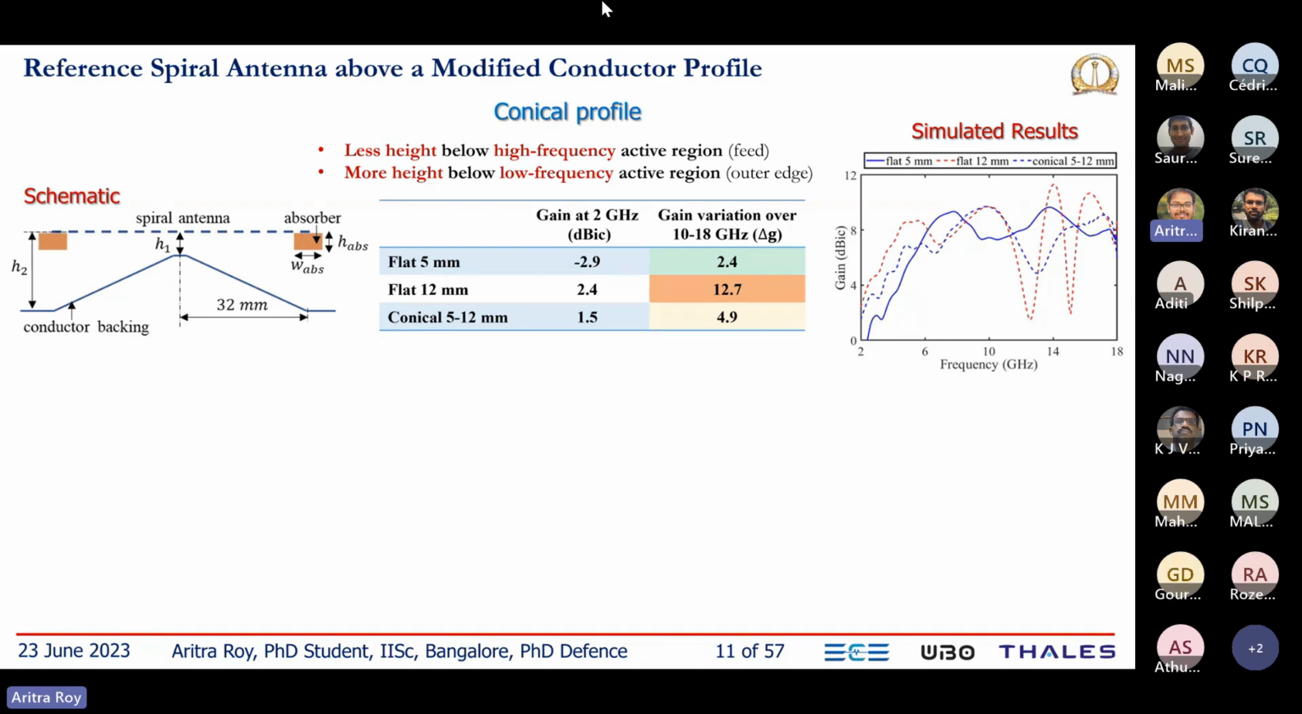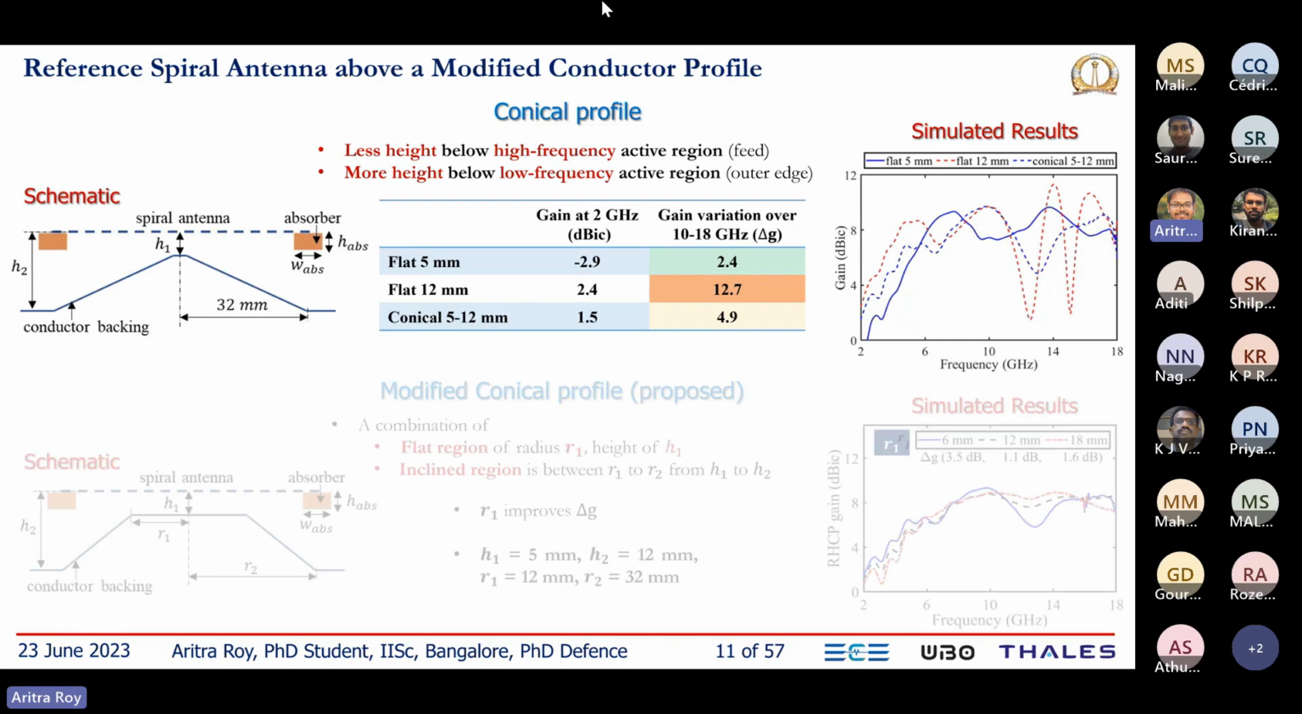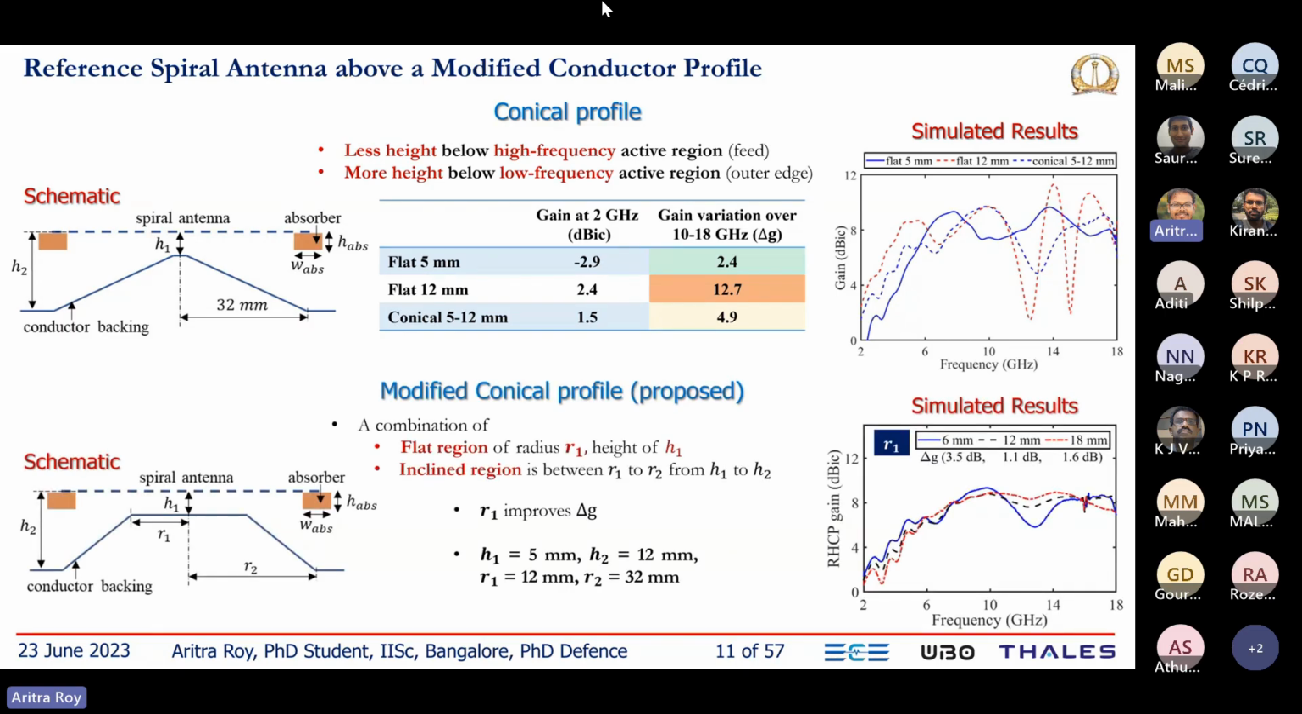For a flat 5 mm plane, the variation between 10 to 18 gigahertz is very small, whereas when we have an antenna height of 12 mm, the gain variation is very high between 10 to 18 gigahertz. But when we use a conical geometry, it is comparatively less. So with this idea, we modified the geometry into what we called a modified conical profile, or a truncated conical profile, which is a combination of a flat and a conical ground plane.